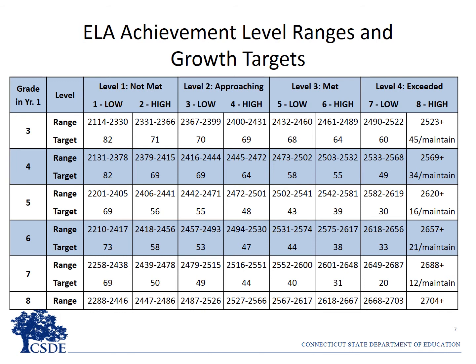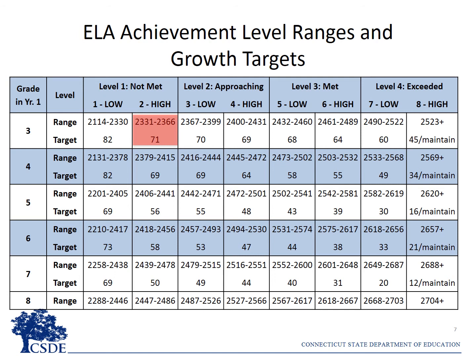Here's how you determine the growth target amount for a student. Let's say a 3rd grader has a Smarter Balanced ELA vertical scale score of 2,350 in the first year. This places the student in the High Level 1 category in Grade 3. By the end of Grade 4, this student will be expected to grow 71 scale score points from 2,350 or achieve a vertical scale score of 2,421.